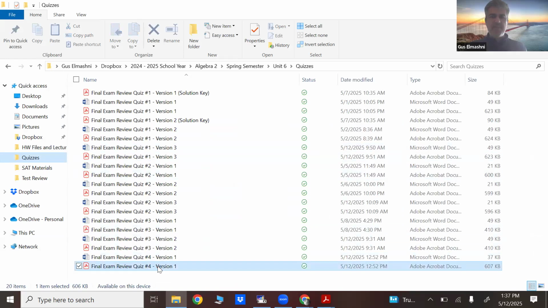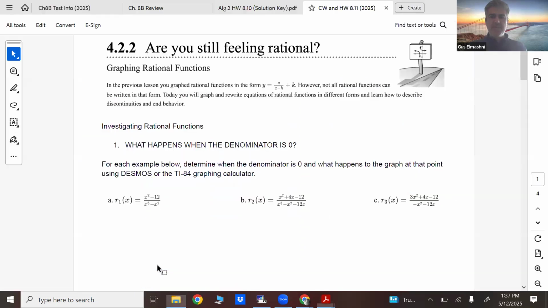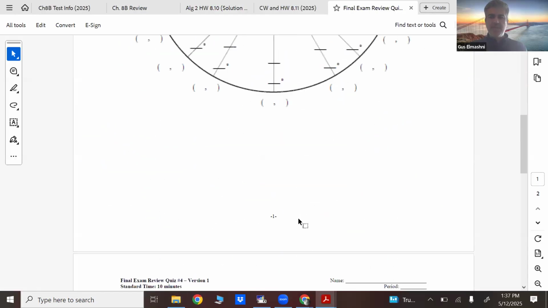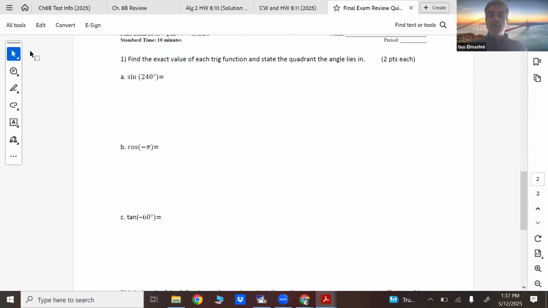Okay, here we go. Here is a quiz. Sine 240 degrees. What coordinate are you looking at, y or x? Good. You want the y coordinate. At 240, the y coordinate should be negative √3/2.